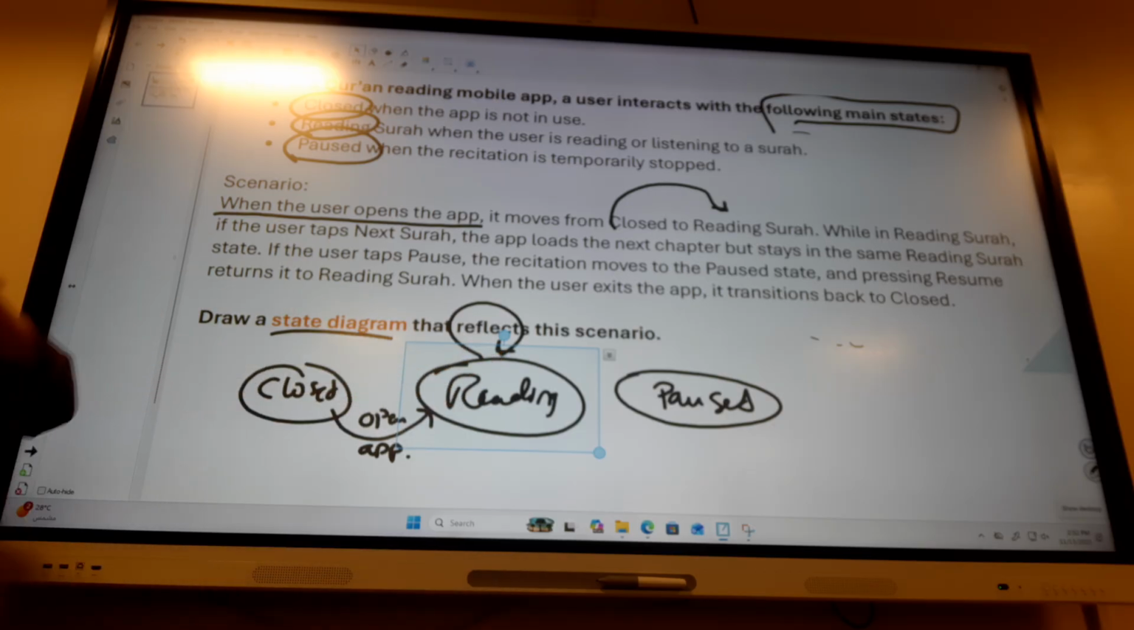A nested state? What do you mean nested state? Inside here, upon next chapter, it stays. I did inside that state another state saying next chapter. Oh, next chapter is not a state. Oh my god, yeah.